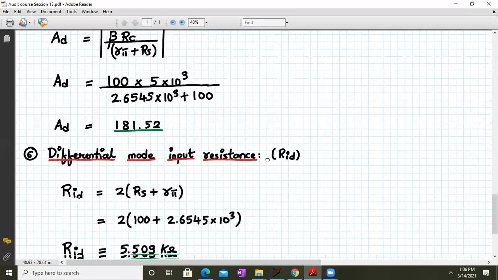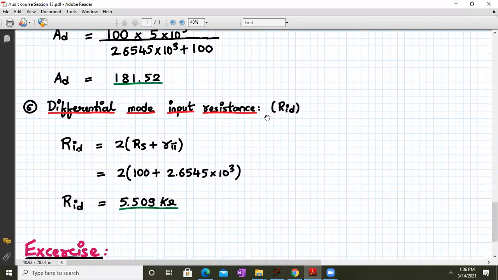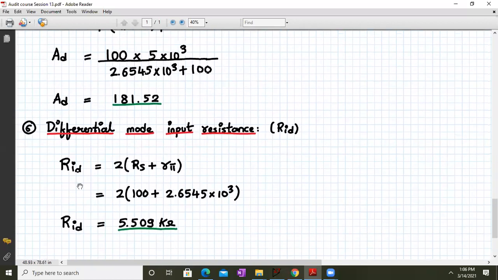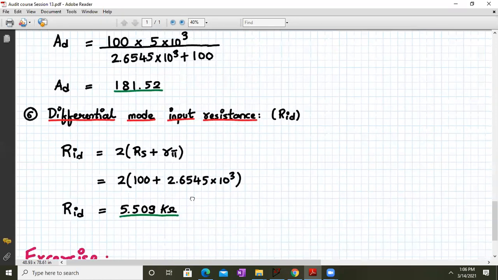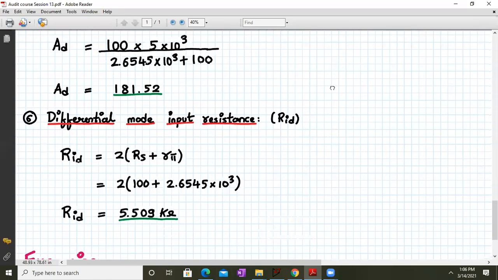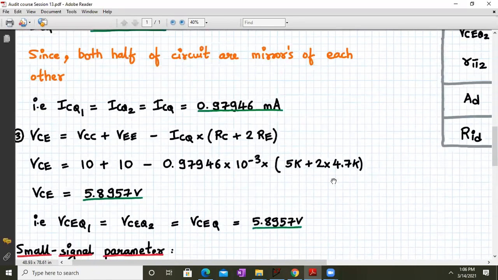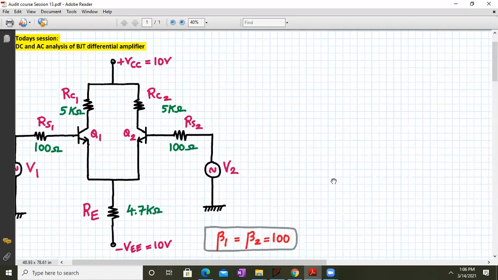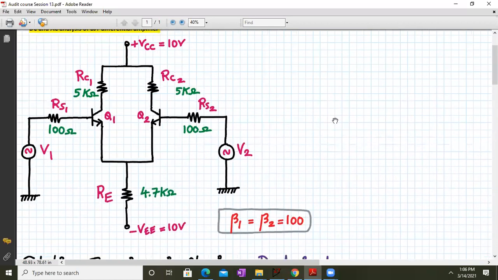Then the differential mode input resistance will be given by the formula. Now I'm not showing you how we got this, but we have this formula ready with us. So differential mode input resistance is given by twice (RS plus R pi), which is twice into (100 plus 2.64 kilo ohms), and that value comes out to be 5.509 kilo ohms. Okay, so we have got all the values, and now we have to make the circuit in LTspice and verify whether the simulated values and calculated values come out all right or not.